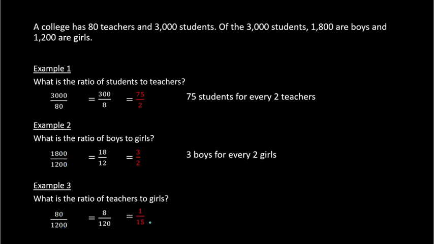So you can write that as a fraction. You can write that with a colon if you want. You can write it with words. You can write that as 1 to 15. So any of these would be okay as far as how we write them. And what this means is that we have 1 teacher for every 15 girls. So that's the ratio, 1 to 15.